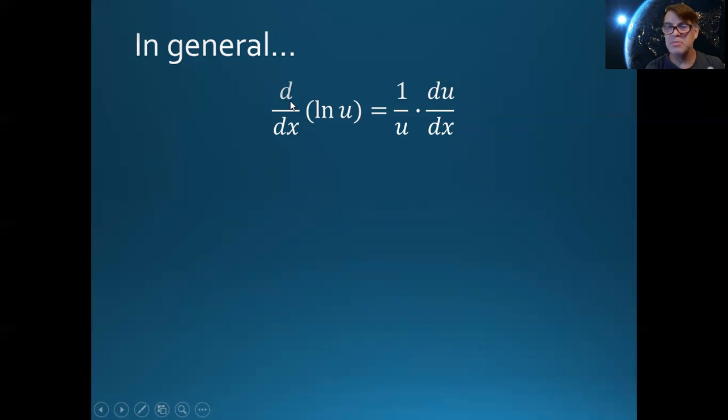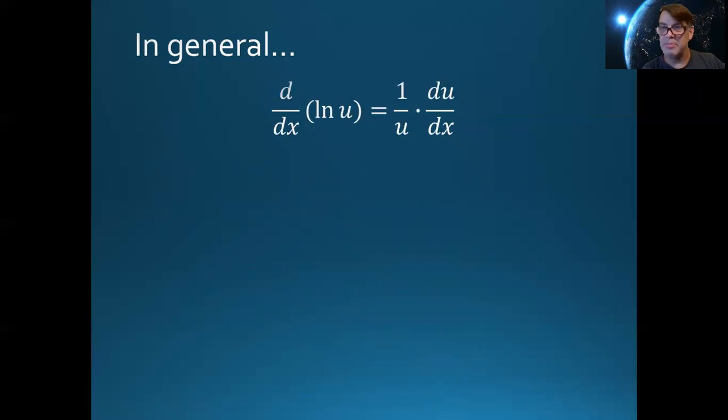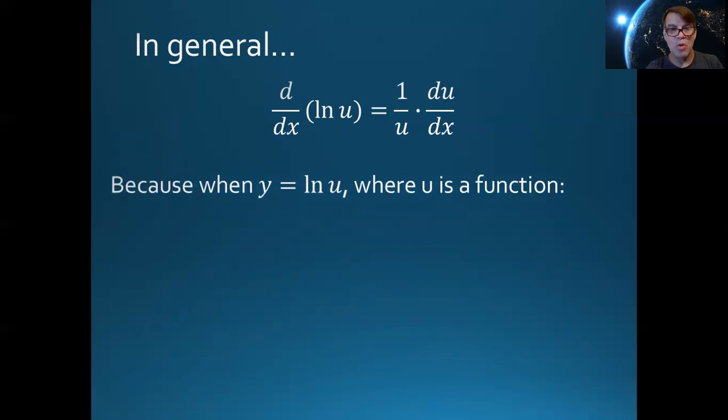This is basically the same thing we just had, except we're taking into account that u might be a little bit more complex than just an x. U might be a bunch of stuff, and there are examples in the book. So the derivative of the natural logarithm of u is 1 over u times the derivative of u. Okay, yay. This is what you need to know.